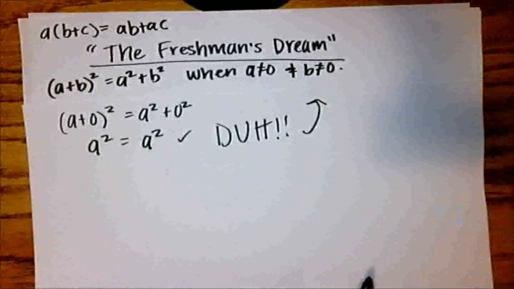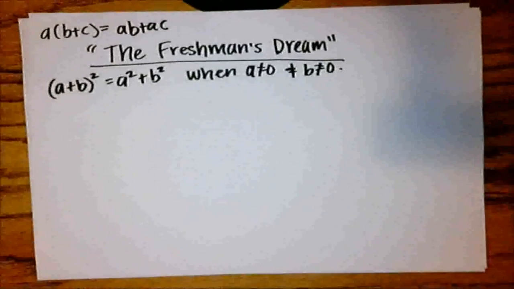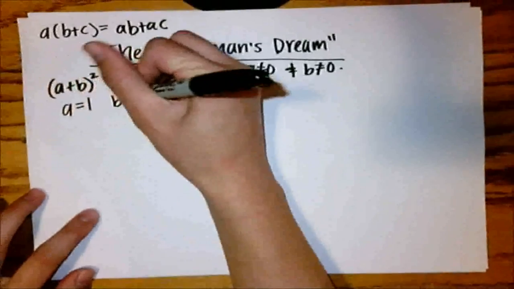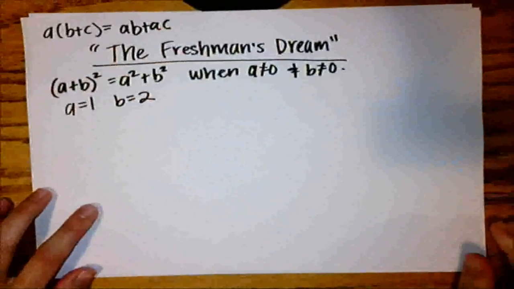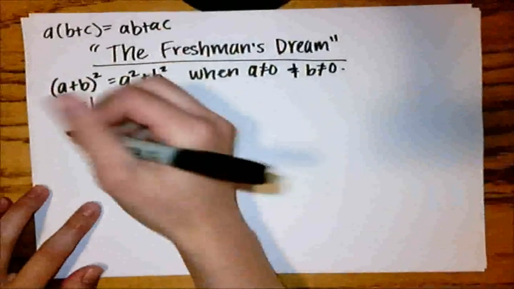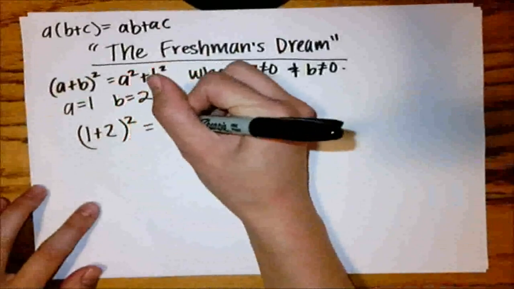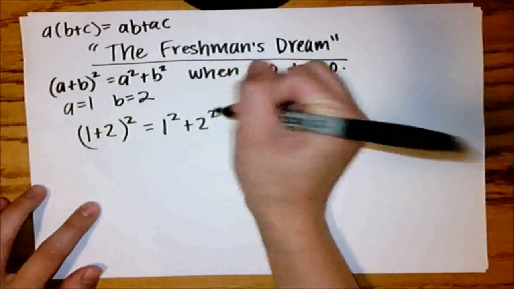We'll first look at a simple numerical counterexample. So let's let a equal 1 and let b equal 2. And then we'll plug them into our equation. If the freshman's dream works, then this is what we would get. (1 plus 2) squared would equal 1 squared plus 2 squared.